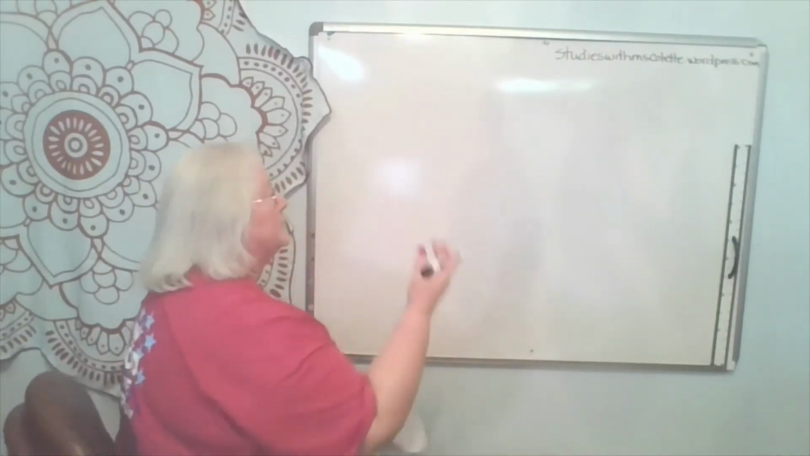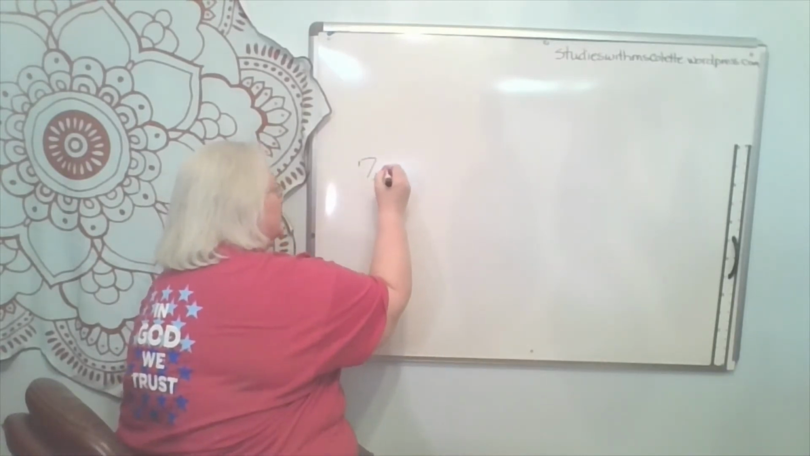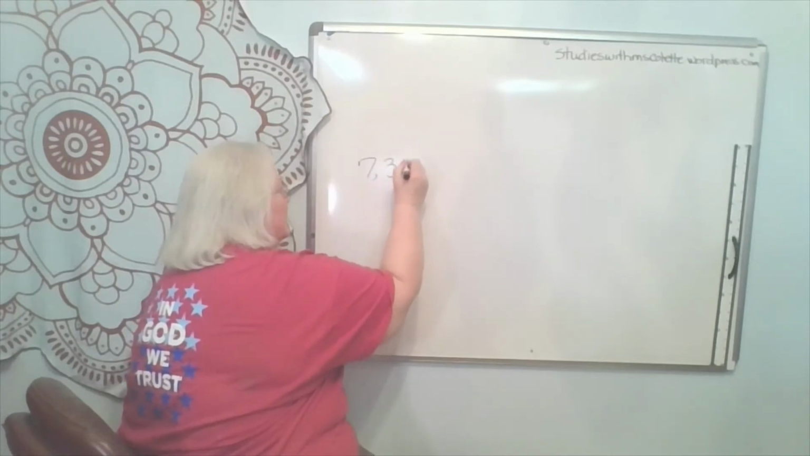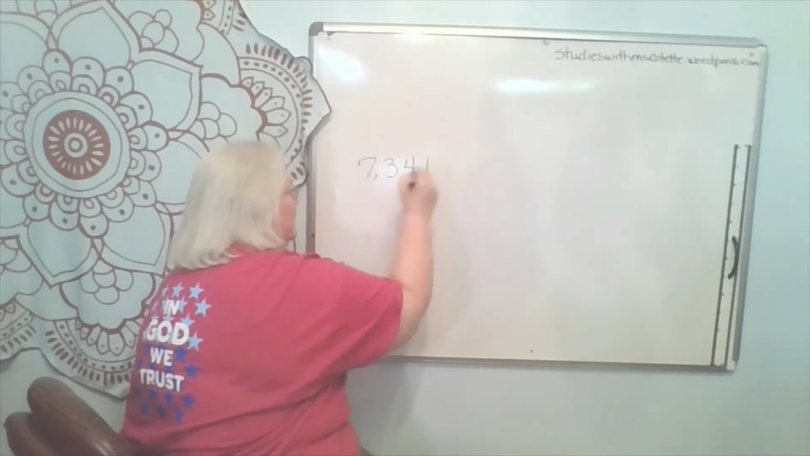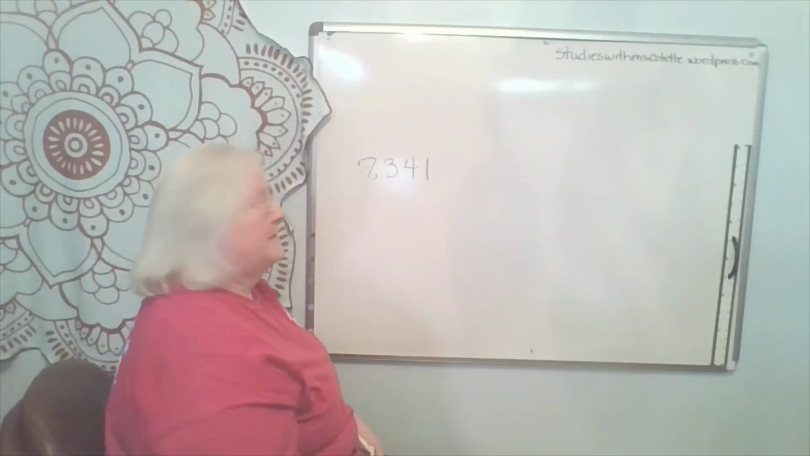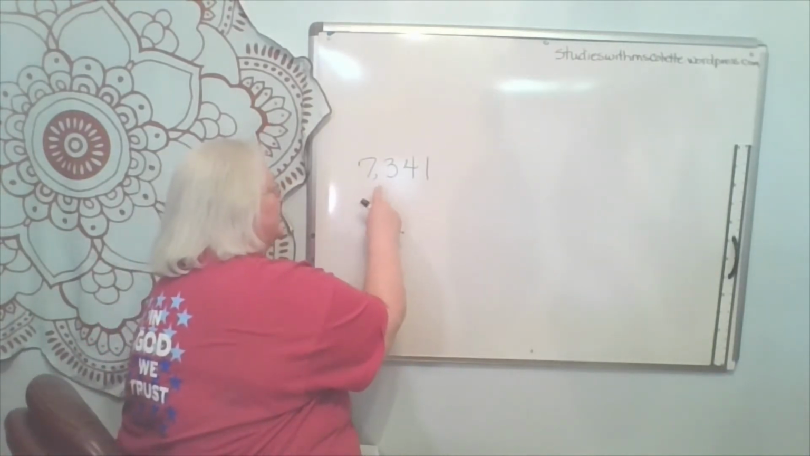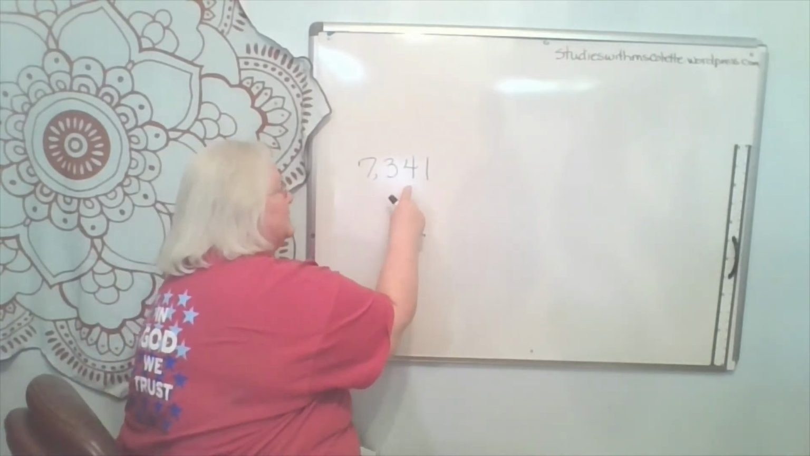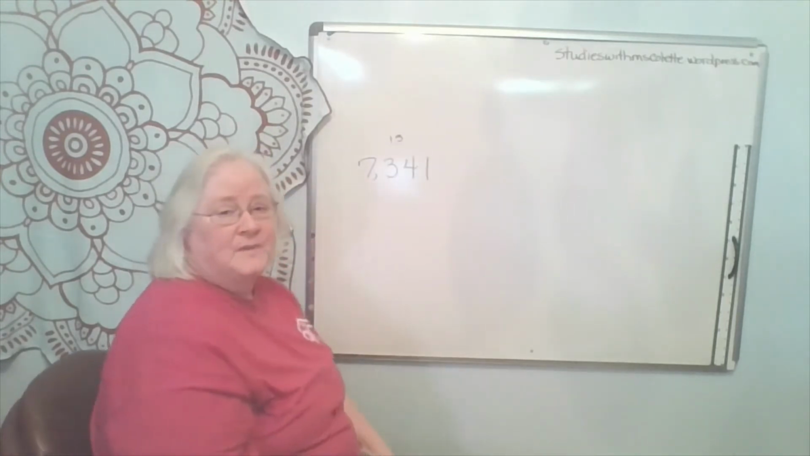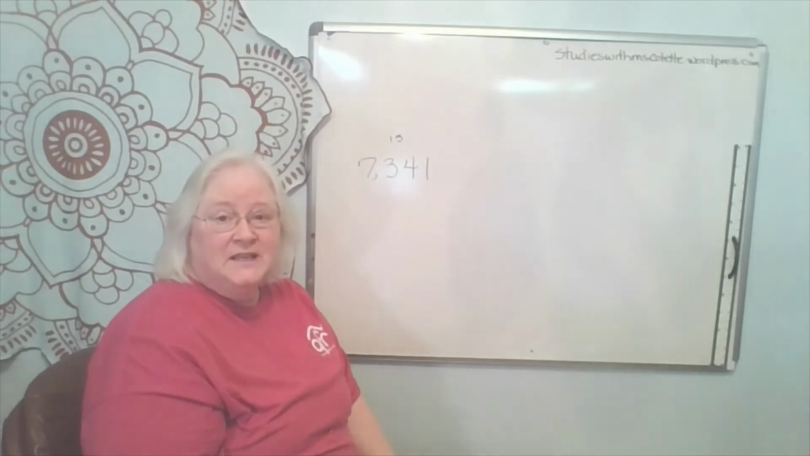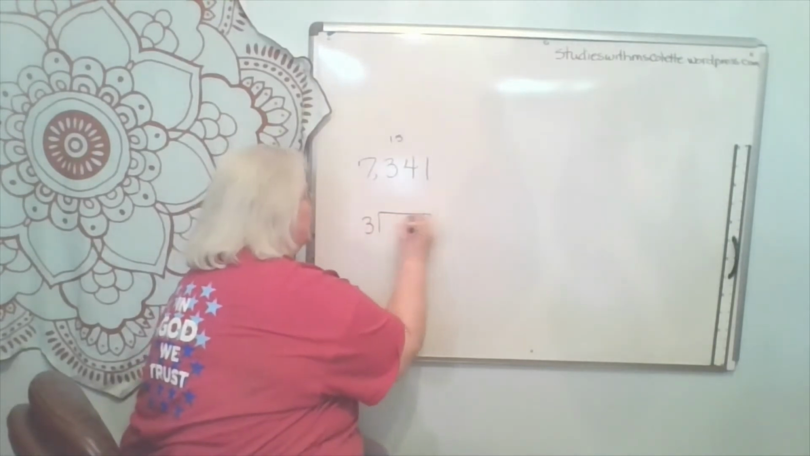Like I said, I'm making numbers up. So let's say 7,341. I think that's right. So when we add the digits together, we get 7 plus 3 is 10, plus 4 is 14, plus 1 more is 15. Okay? Now, 3 will go into 15 5 times, so we know that it will go into it. So let's check and make sure.